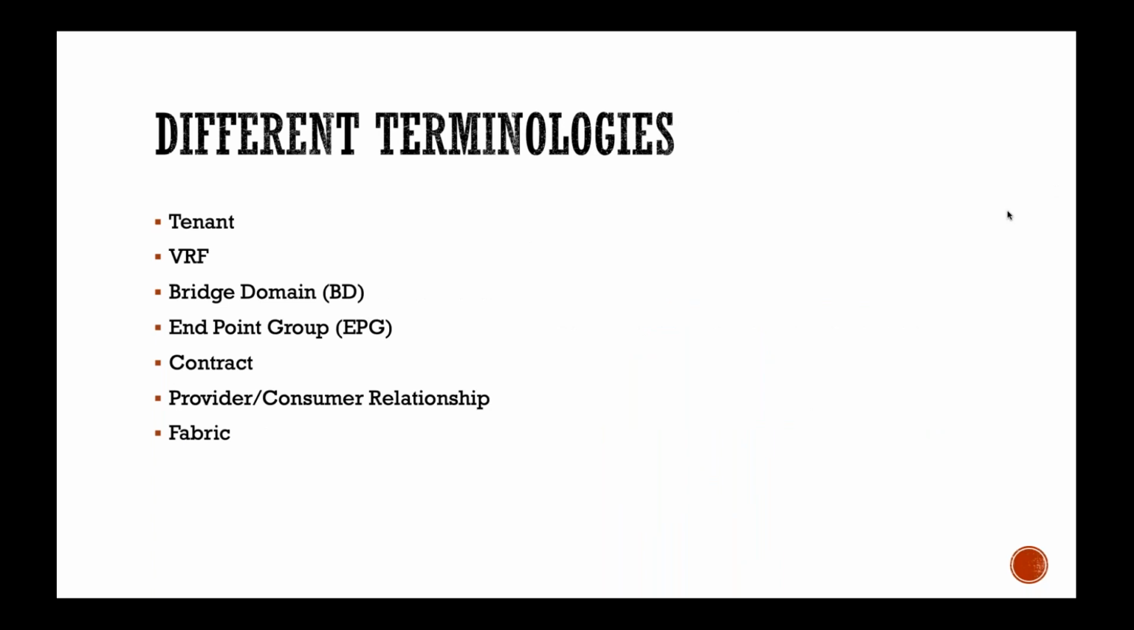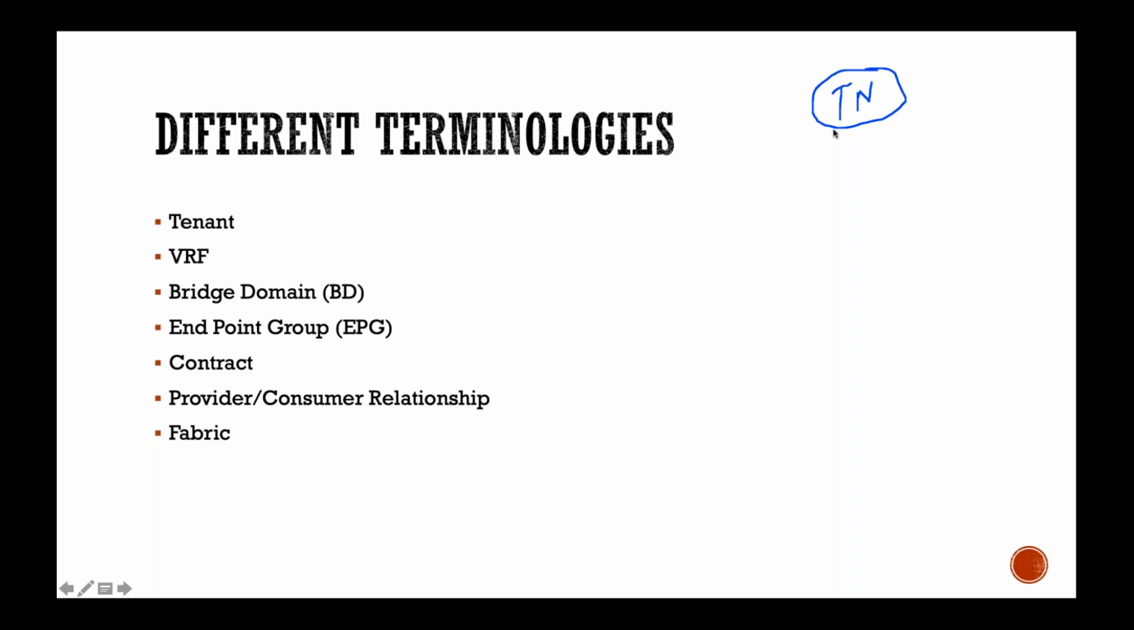Now, what are the different terminologies we have in ACI? First of all, we have tenant. Tenant is the uppermost, I can say tree or root of the ACI. So we need to create one tenant. It's like a hierarchy. It's the topmost branch of your hierarchy. Let me just draw it up. So first of all, we have tenant. Tenant is the topmost root of your hierarchy.